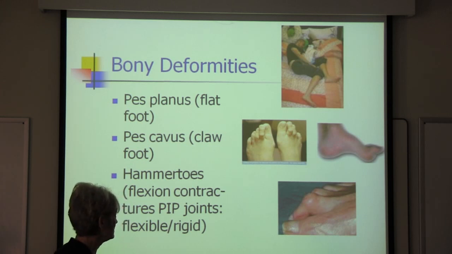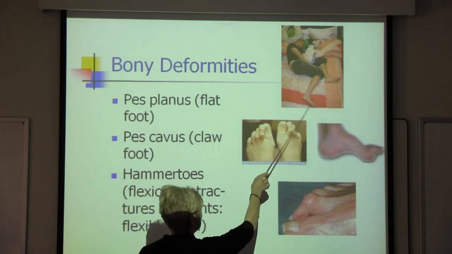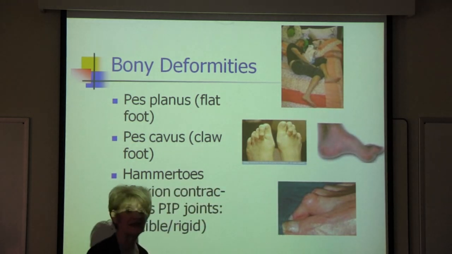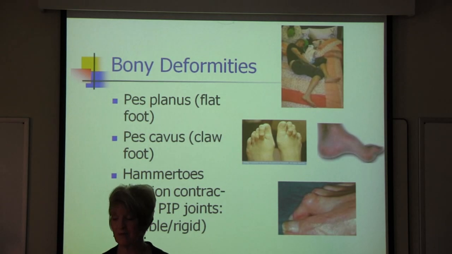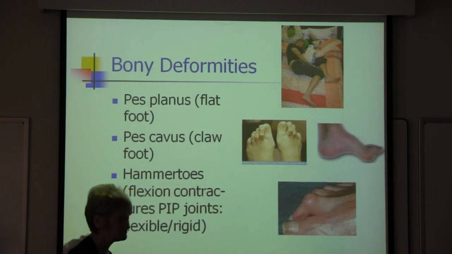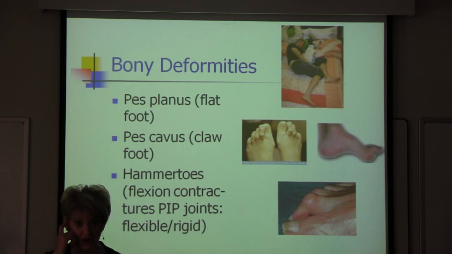In contrast, look at this guy. He's at rest, he's not weight-bearing, there is no arch. That's a true flat foot, pes planus. Pes cavus is an exaggerated arch, claw foot. You should just know those words. Hammer toes, you should definitely know what hammer toes are. I think you already know what they are.